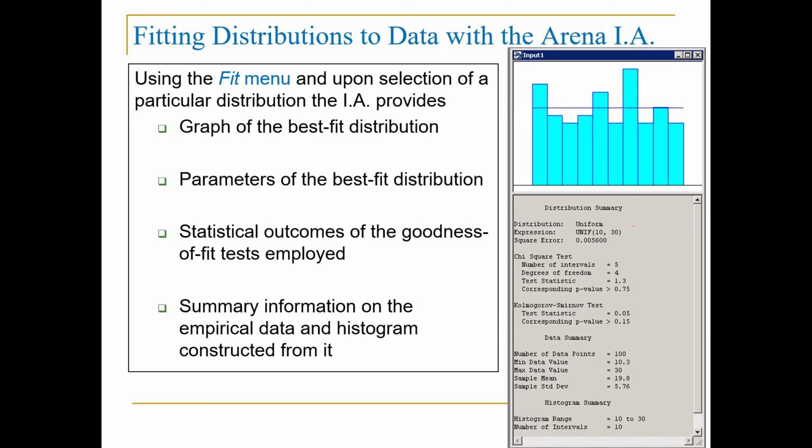It also provides the statistical outcomes of the goodness of fit tests employed. For example, here we perform two tests: the chi-square and the KS test. You see the p-values here are above 0.05, which is typically what we are shooting for. So they're saying that this is a good fit for this histogram or this data.